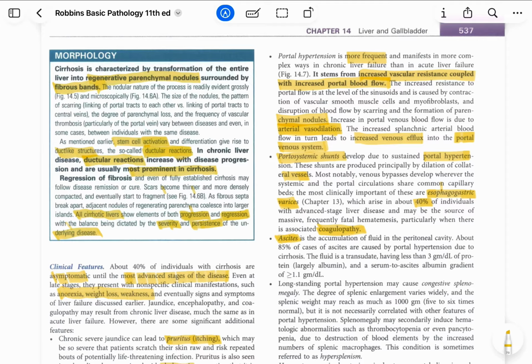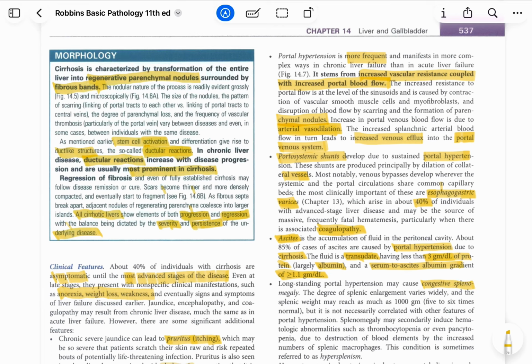Next up is ascites, which means the accumulation of fluid in the peritoneal cavity, and about 85% of cases are caused by portal hypertension due to cirrhosis. The fluid is a transudate, having less than 3 gram per dl of protein, largely albumin, and a serum to ascites albumin gradient, which is the SAAG, of more than 1.1 gram per dl.